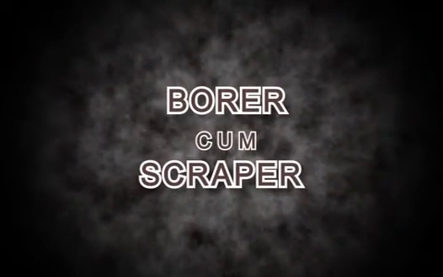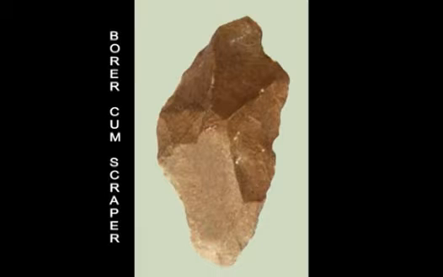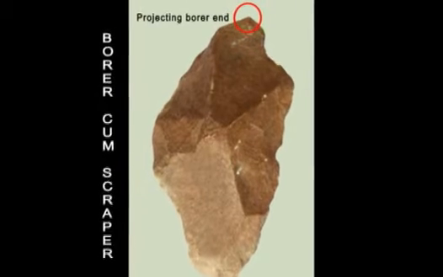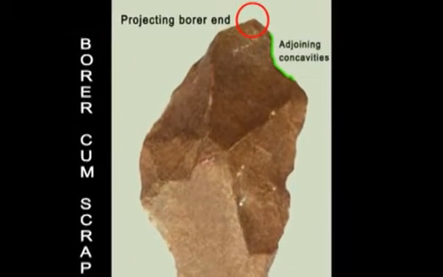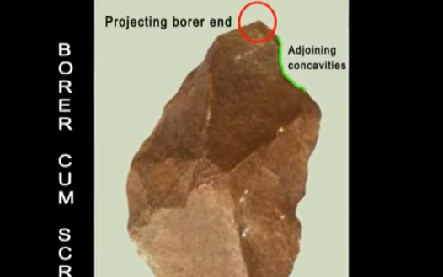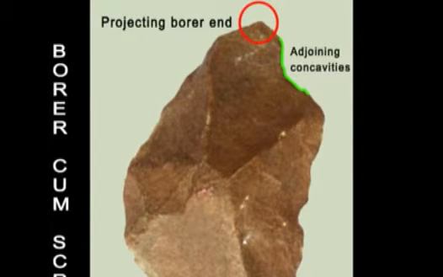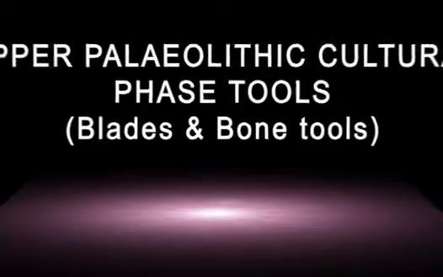Now let's come to borer cum scraper. This is another characteristic tool of this period. In this type of tool, the projecting borer end is retouched along with the adjoining concavities to serve as guards, protecting the object to be bored as well as the tool itself. It gives a suitable handhold to the manipulator.